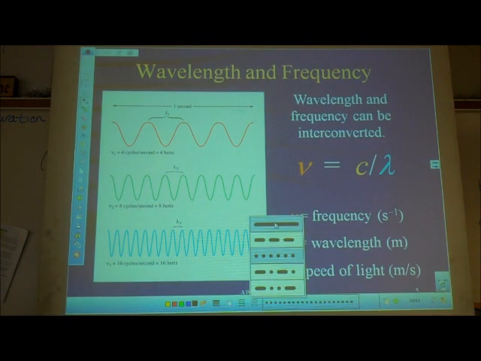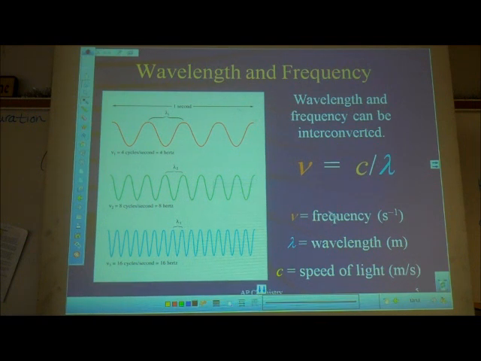C is the speed of light. Okay, let's talk units for a second. Wavelengths always need to be in meters. Speed of light is always going to be in meters per second. Frequency is in units of inverse second. What's another way to say an inverse second? Hertz. Okay? 1 hertz, sounds kind of weird to say that. 1 hertz is equal to 1 inverse second. 1 wave, 1 cycle per second.